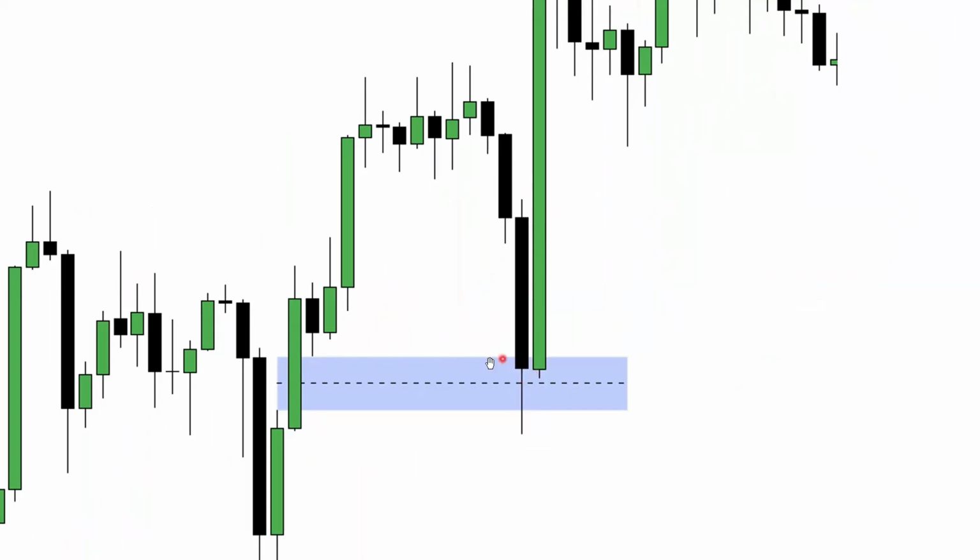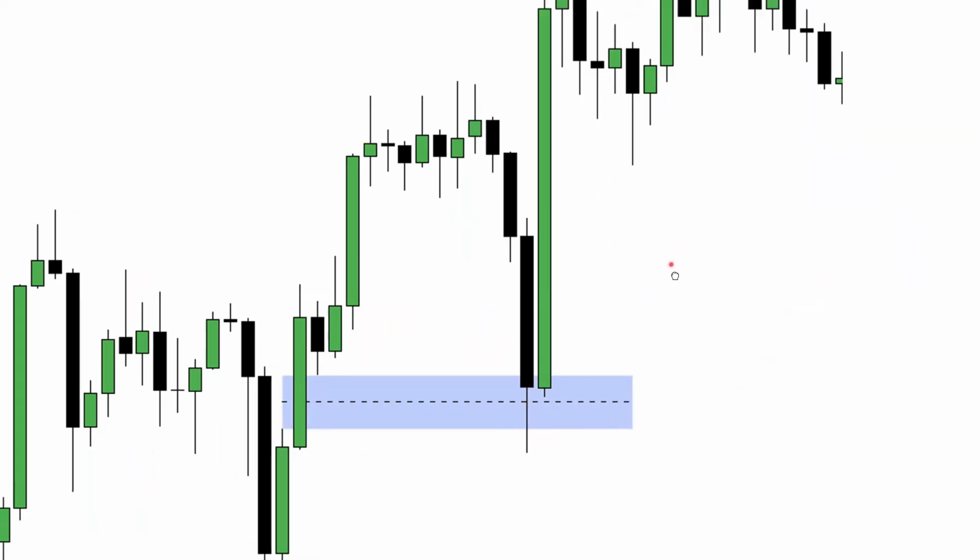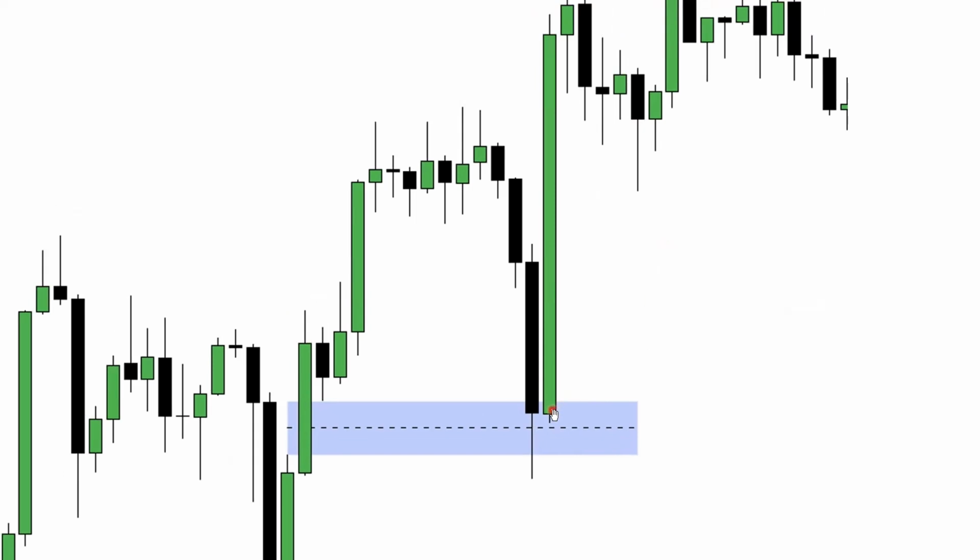You can see how price respected this fair value gap. It did not close below the consequent encroachment of the fair value gap, and it also did not close outside the fair value gap, that is below the fair value gap. You would trust that this day would be bullish because why? This fair value gap seems to be holding price, telling you that it's a high probability fair value gap.